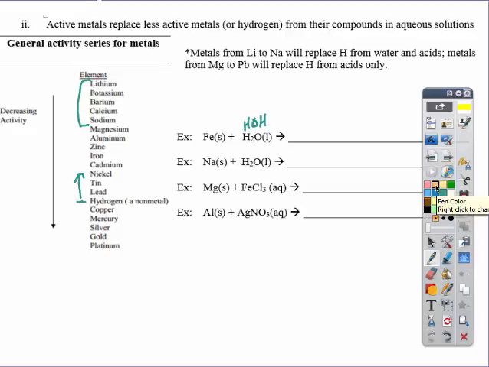So in this first example, iron is trying to kick out hydrogen in water. Iron is above hydrogen on the list, but it's not one of these first ones. And it says only lithium to sodium will replace hydrogen in water. So no reaction.